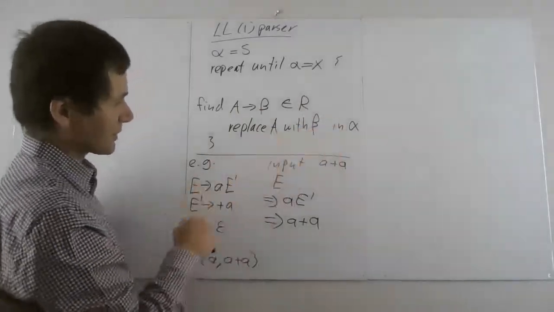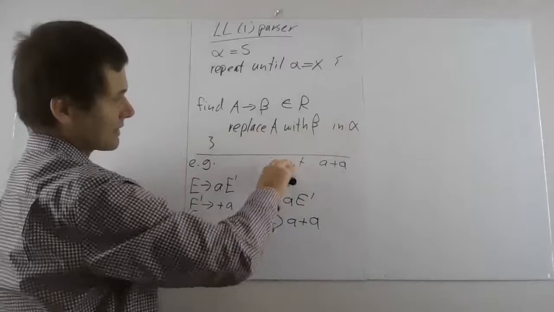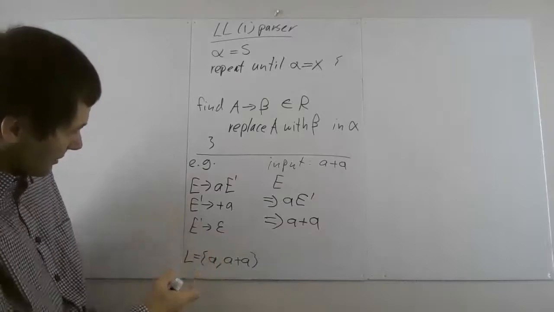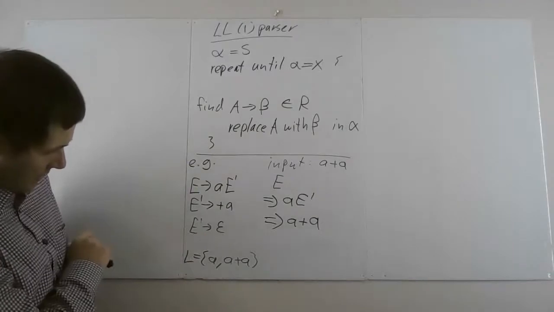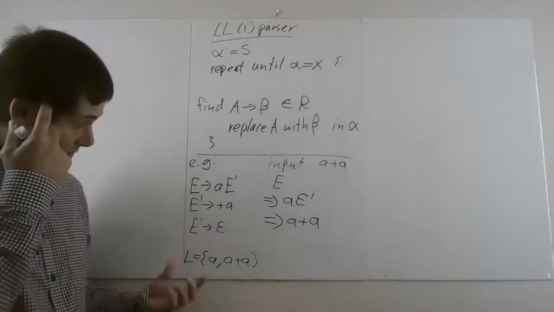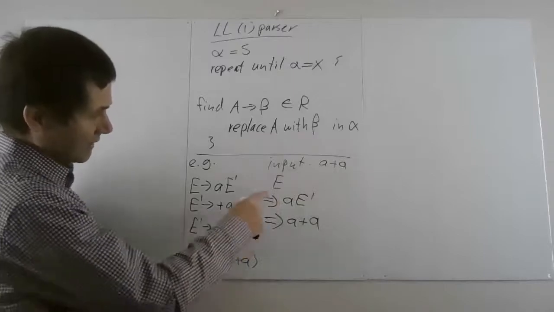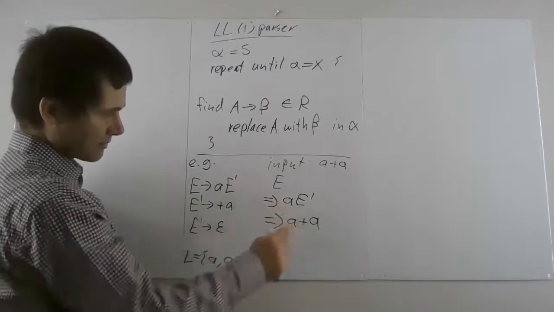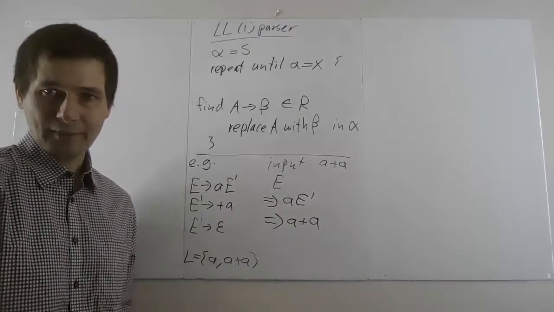And then we apply that production rule in alpha. So we take an A that we find inside alpha, and we replace that A with beta. That's what a derivation step means. Then we did this little example. I have a grammar here that defines the language A and A plus A, these two possible simple expressions. Then I was parsing A plus A. We started with E, the start symbol of the grammar, applied a production rule to get A, E prime, and then applied another production rule to get A plus A.